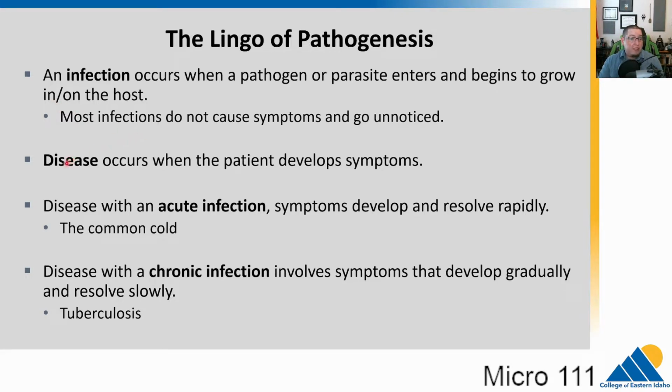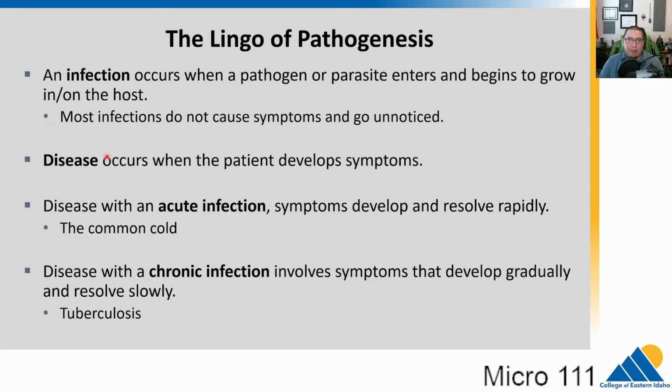Now, the term disease occurs when a patient develops symptoms. So things that we can see or that the patient can feel: pain, sweating, redness, pus, things like this, fever. Those would be symptoms, and that indicates that a disease is occurring. So you can have infections that don't cause disease. That's really important to know, right? Not all microbes are pathogens. Remember, a pathogen is a microbe that causes disease.